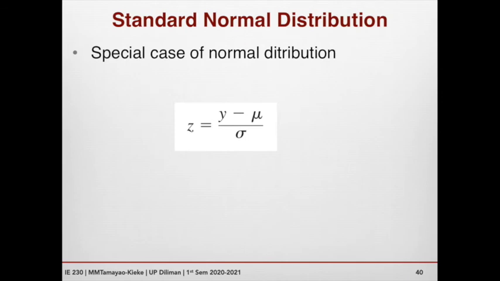Now, a special case of the normal distribution is the standard normal distribution. If the random variable y is normally distributed, then the random variable z, which is equal to y minus mu all over sigma, follows a normal distribution with mu equals 0 and sigma squared equals 1.